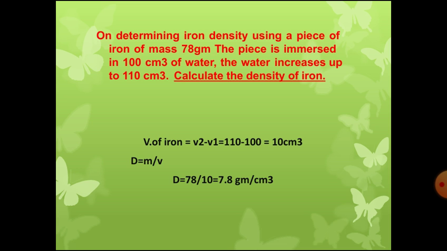We know that we can get density by the rule mass over volume. We have mass, but we don't have volume. So the volume of iron equals the second volume minus the first volume, V2 minus V1, equals 110 minus 100 equals 10 cubic centimeter. So now let's get density. Density equals mass over volume. Mass equals 78 over volume 10 equals 7.8 gram per cubic centimeter. Next.